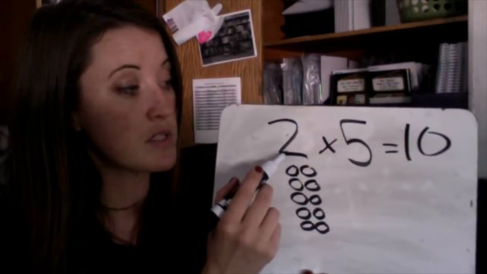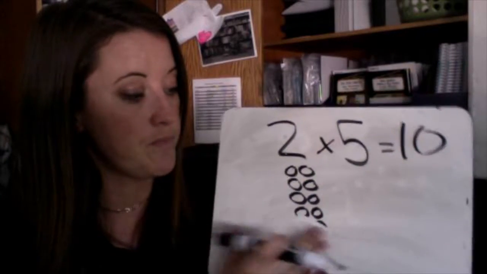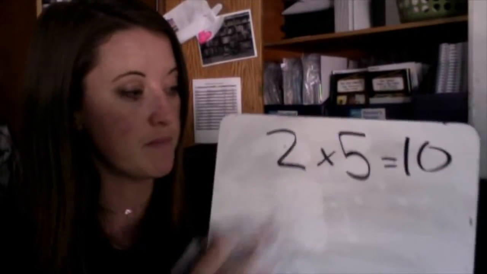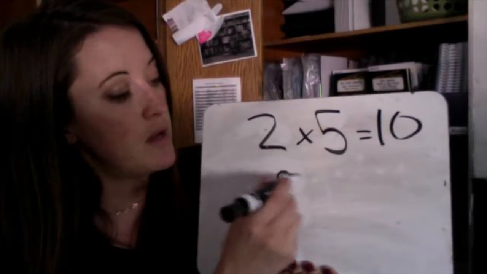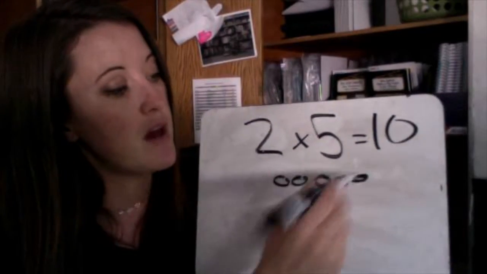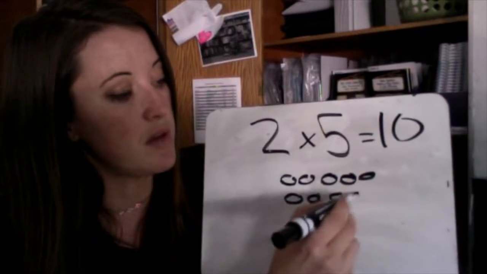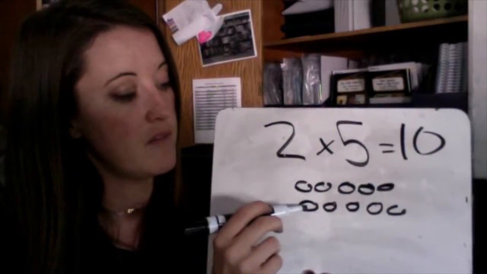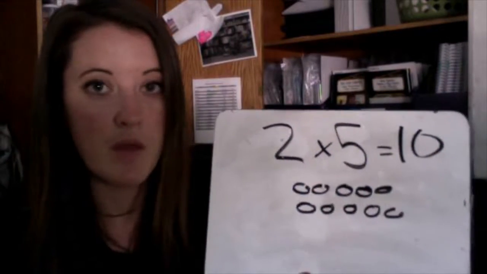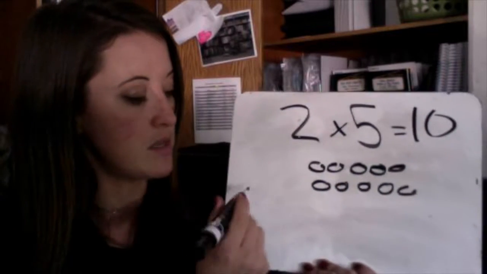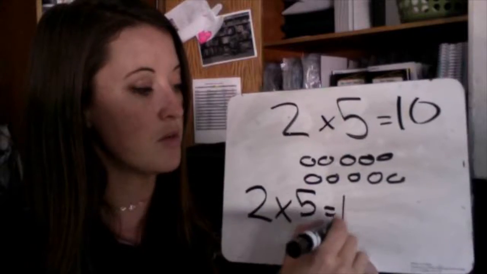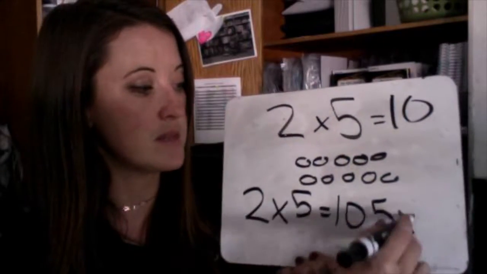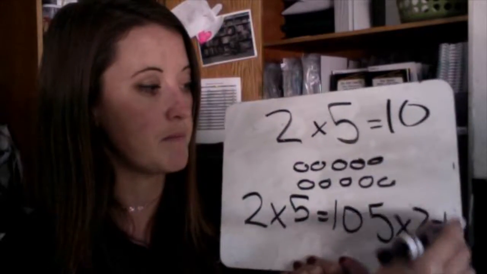Now I'm going to make 2 rows of 5. So let's erase this array. And now let's make 2 rows of 5. 1, 2, 3, 4, 5. 1, 2, 3, 4, 5. 5 plus 5 equals 10. No matter how you write the multiplication sentence, your product will always be the same.